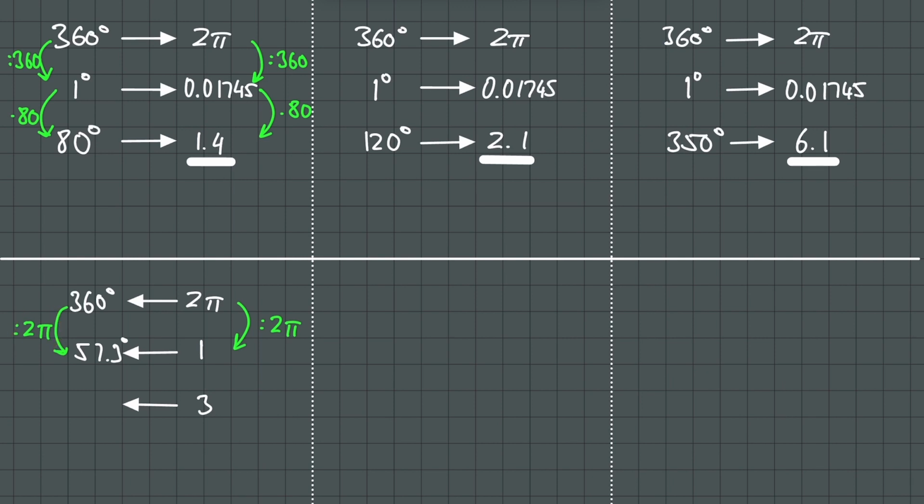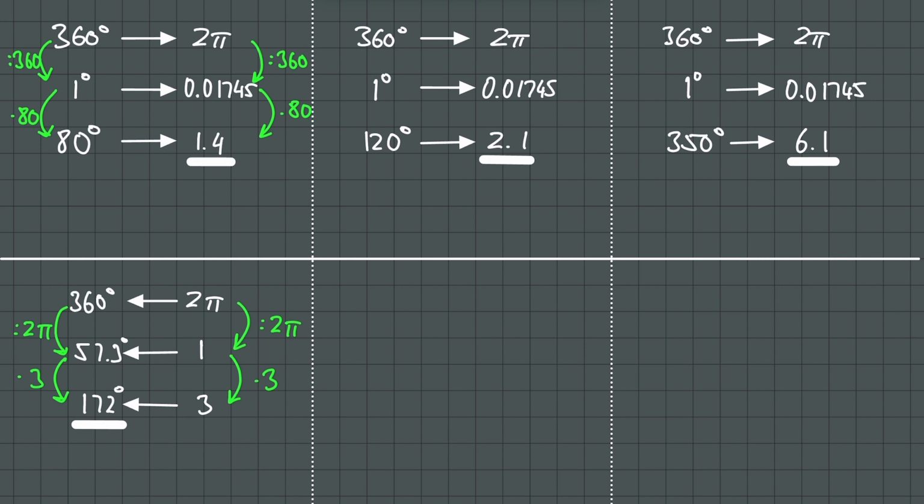Because if you don't do that, the calculator follows the order of operations, which is from left to right, and divides first 360 by 2, and then multiplies that result by pi, which is not what we want. Now we multiply 57.3 by 3, which is approximately 172. So 3 radians is approximately equivalent to 172 degrees, and we're done with this problem.